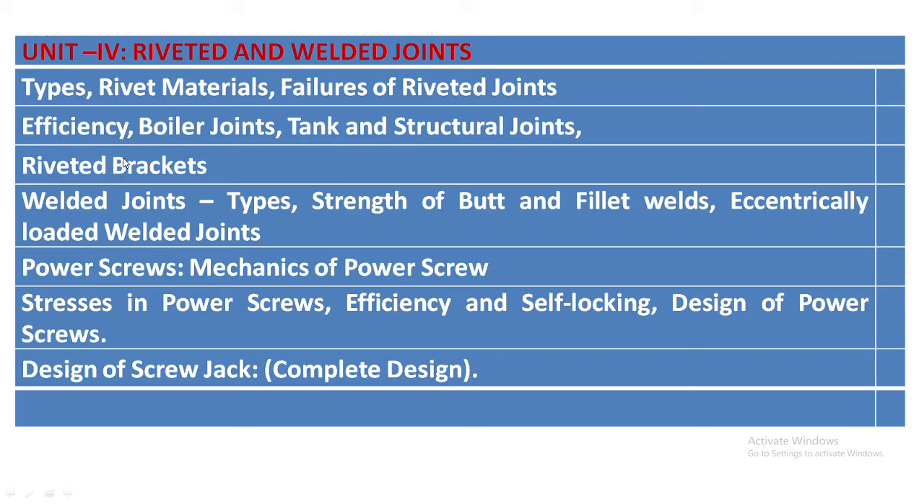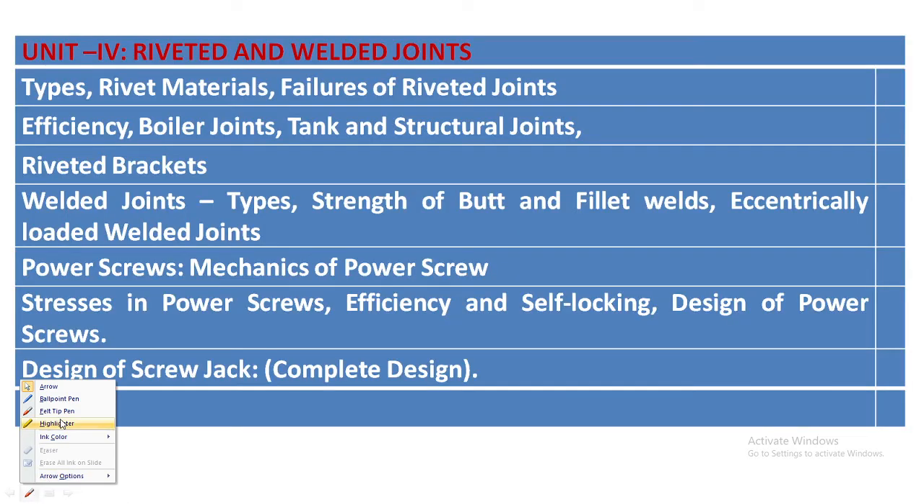the fourth unit here. We have three chapters. One is the design of riveted joints, next is welded joints, and next is power screws. In welded joints, you need to go for the design of simple lap joint, butt joint, as well as other structural joints, and design of boiler joints and tank and structural joints.